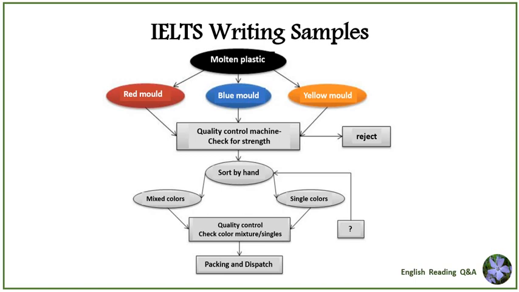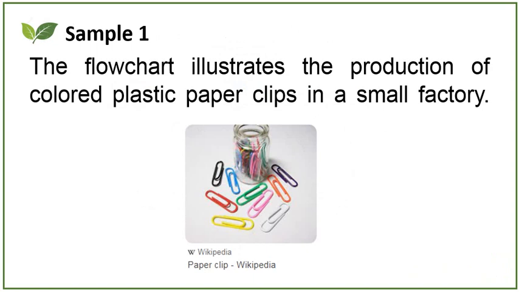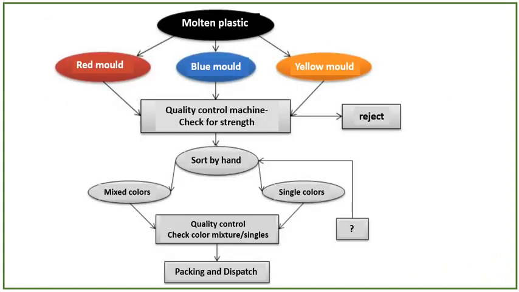IELTS writing samples. The flowchart illustrates the production of colored plastic paper clips in a small factory. Molten plastic, red mold, blue mold, yellow mold, quality control machine, check for strength, reject, sort by hand, mixed colors, single colors, quality control, check color mixture singles, packing and dispatch.